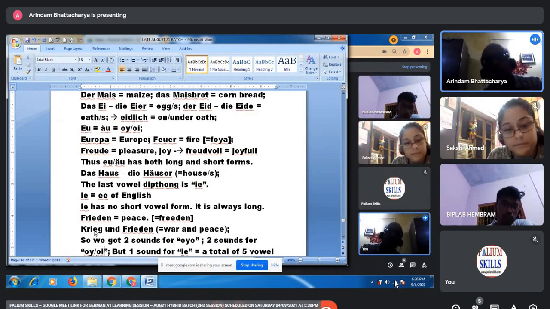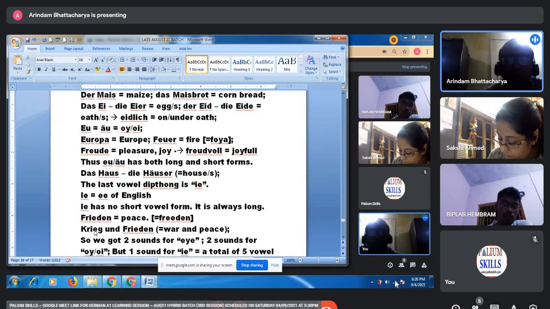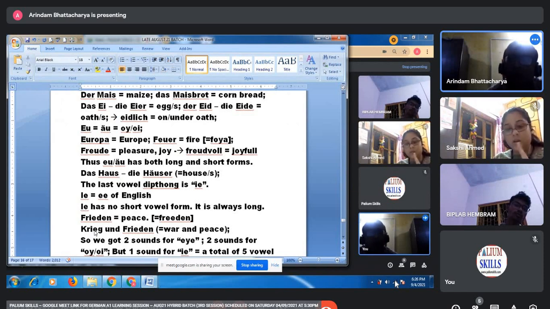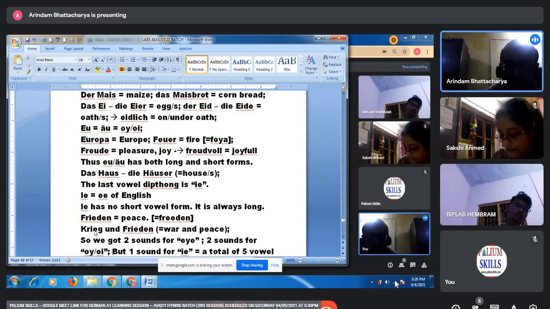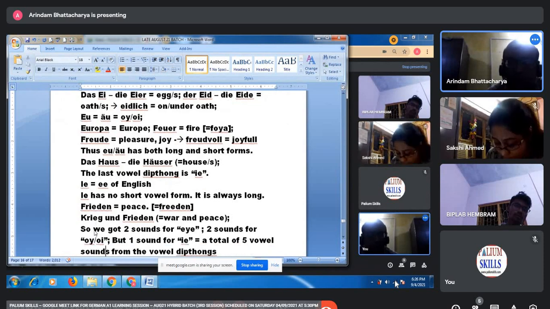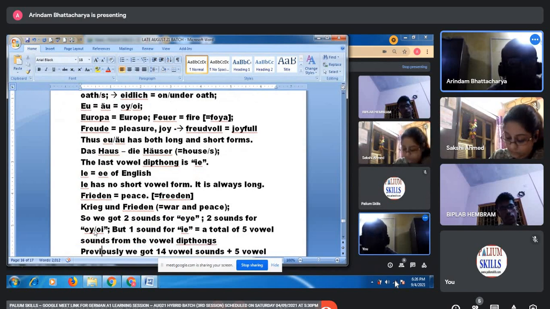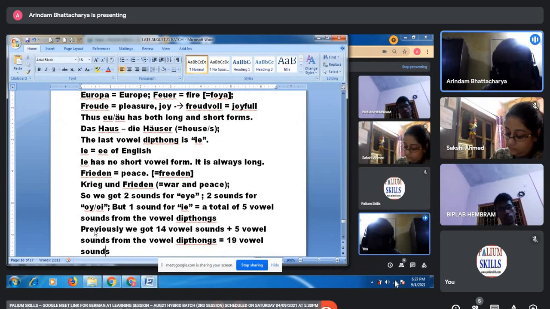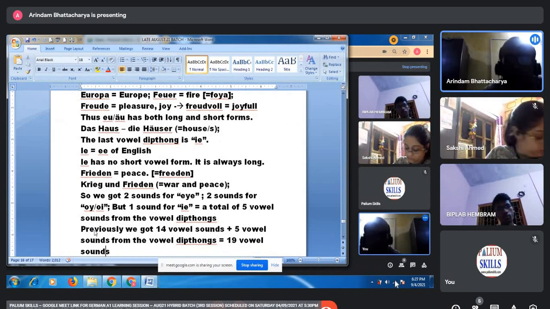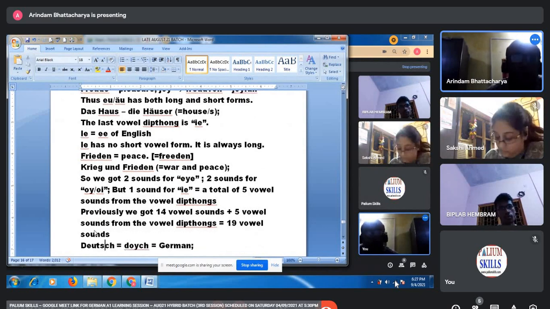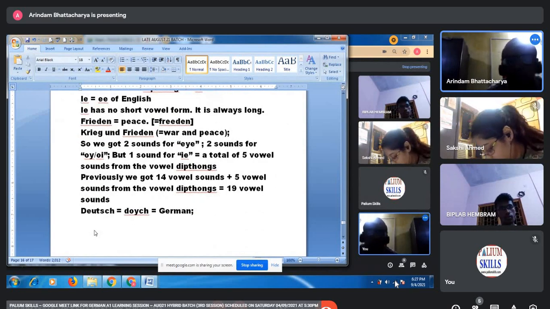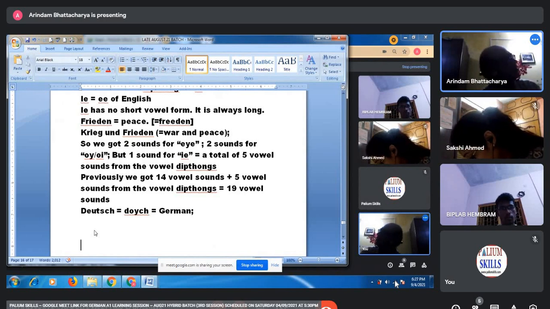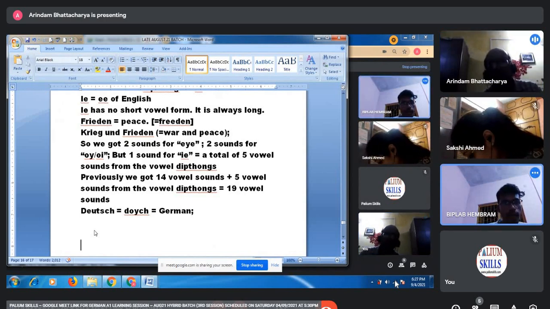So we got two sounds for I, two sounds for oi, and one sound for EA. A total of 5 vowel sounds from the vowel diphthongs. Previously we got 14 vowel sounds, 7 into 2. Now we have got 5 vowel sounds from the vowel diphthongs, that is 19 vowel sounds in all. So German has 19 vowel sounds. Okay. 19. Yes.